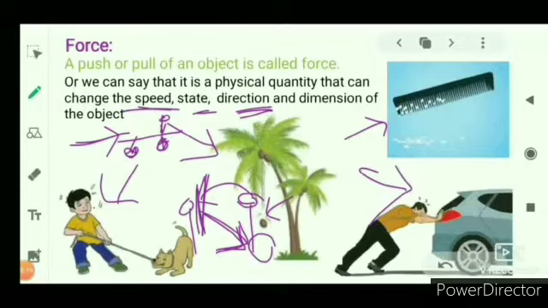Okay. How can force change the dimension of an object? If there is some sponge and you have pressed the sponge, you have pushed it, then it will compress down. So this is an example of force. It means you are applying a force on that sponge. It will change the dimension.